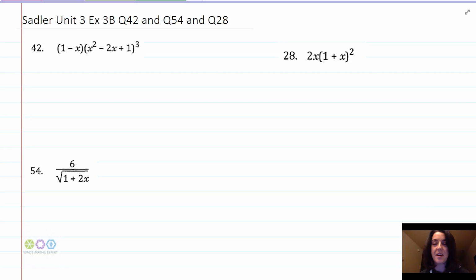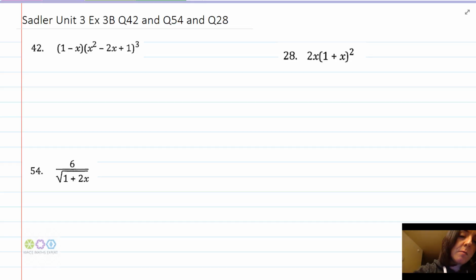Okay, let's put it all together and make sure that we can identify each of the different types. Okay, so if I look at 42, what I notice is I have a function in a bracket to the power of 3. So let's just check. Is this one where you have the function and you have the almost derivative out the front of it? And it is, because the derivative of a quadratic is a linear. So this is that second type that we went through just a couple days ago.